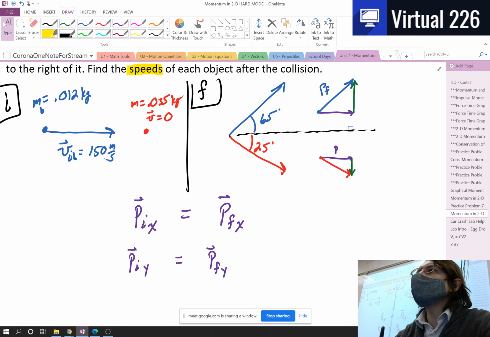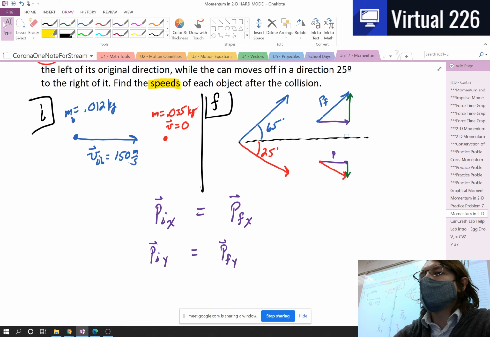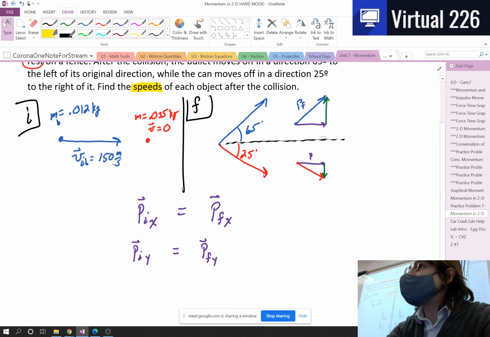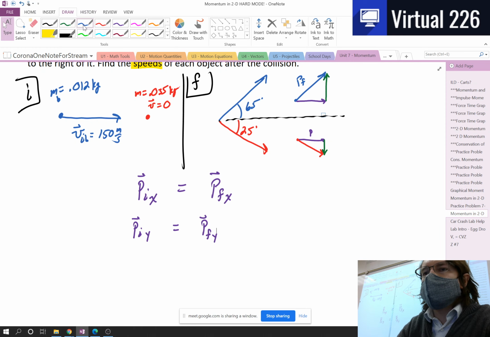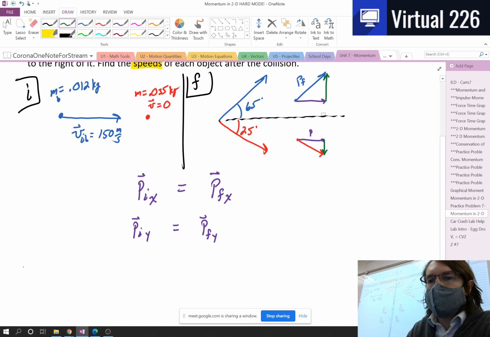So we're still going to use that super long momentum equation: m1 times v1 plus m2 times v2 equals m1 v1 final plus m2 v2 final again. We're still using the big long equation that we've been using, and if you haven't seen that, go check out a prior video. But we're doing this for the x direction, and then we're going to do it for the y direction as well. So let's set this up initially for the x direction.